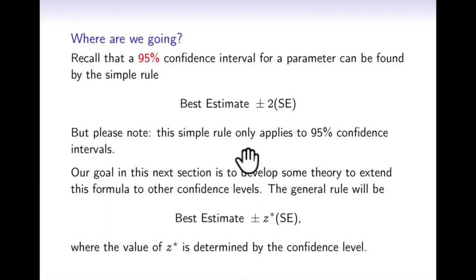Okay, so our goal in this next subsection, if you will, is to develop some theory to extend this formula to other confidence levels. So this general rule will be best estimate plus or minus z star times the standard error, SE, where the value of z star is determined by the confidence level. So we're looking to find a general rule to replace this simple rule that we were using earlier in the semester.